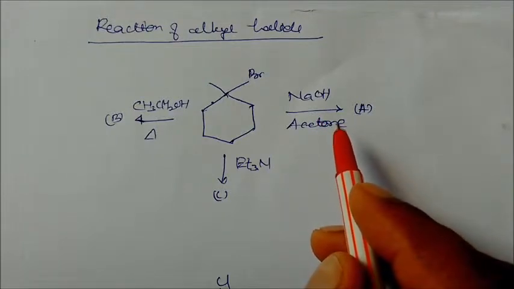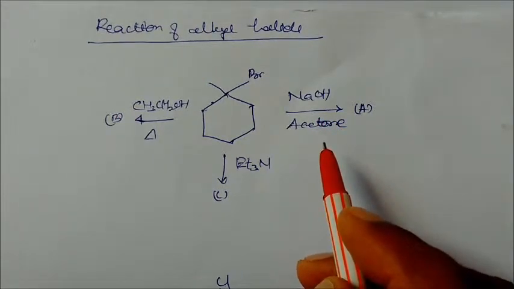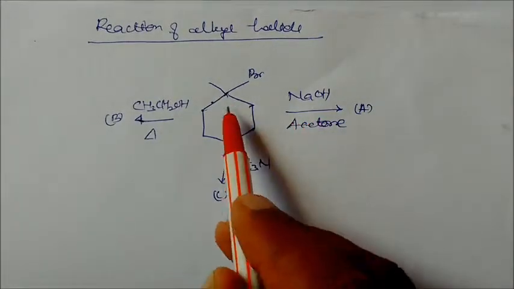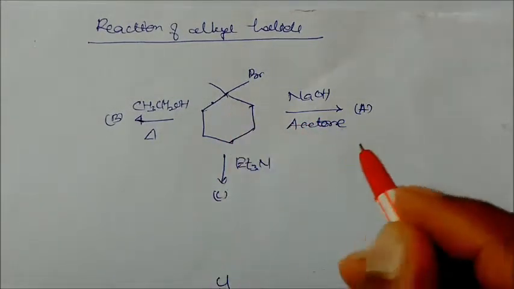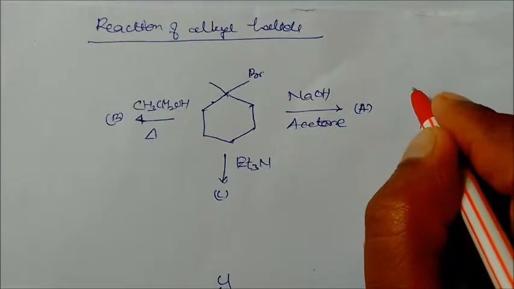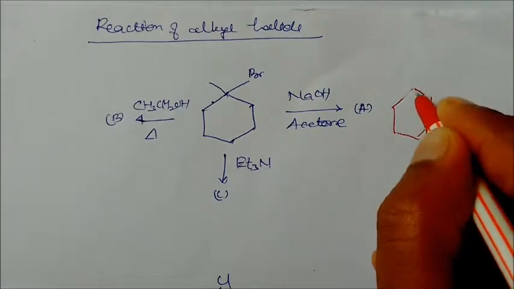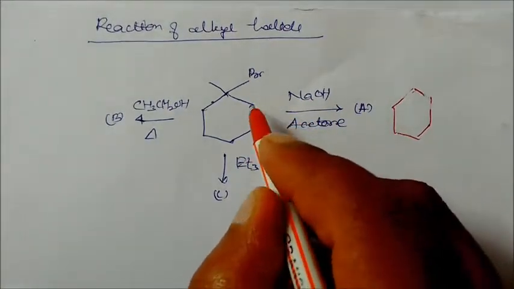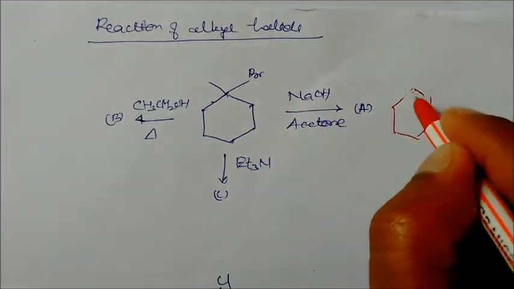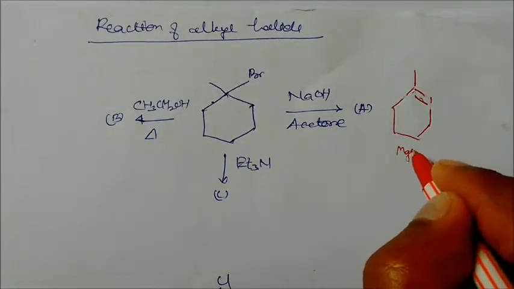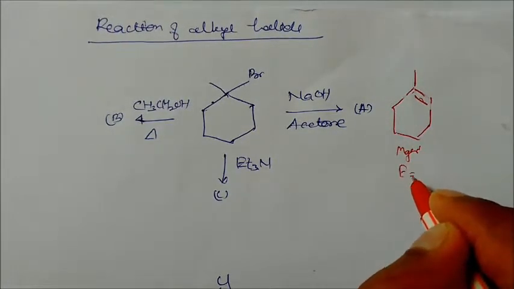So here the SN2 reaction has less possibility, because this is a tertiary carbocation, so it will undergo an elimination reaction. So it will form a compound like this one. Br will come out and hydrogen will come out from here. So we will get one product like this one. This is the major product. This is your E2 reaction.